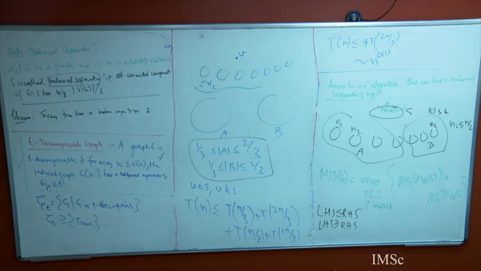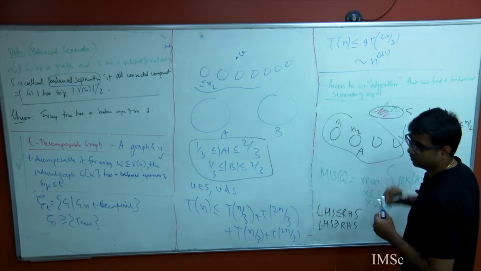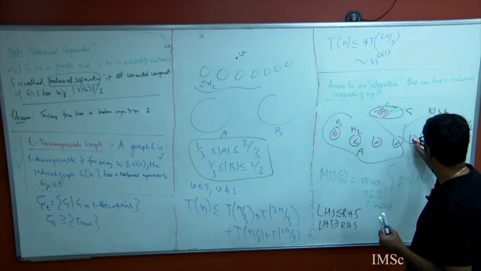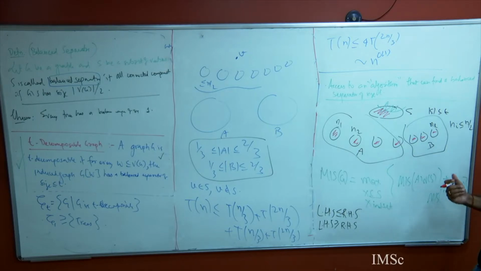Look at any maximum independent set of G. That maximum independent set of G is going to pick up some vertex from here, some vertex from here, some vertex from here, some vertex from here, some vertex from here, some vertex from here, some vertex from here, right? Let's try to understand this.